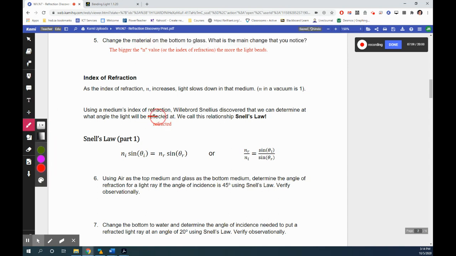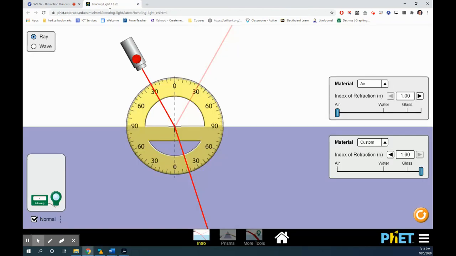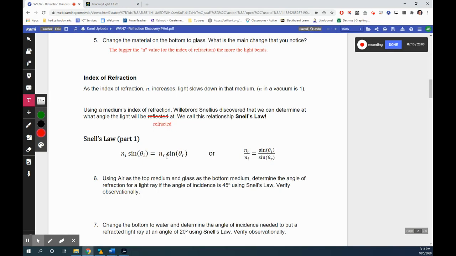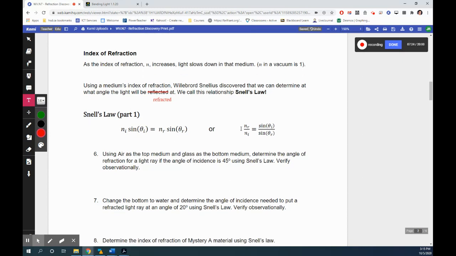And so he figured this out with a lot of testing with this exact simulation. Now what you find is everything's going to work perfectly here because this is a simulation that is built around these laws. So it's always going to work. But Snell's Law Part 1 is stated here. You don't have to write this in. You're going to notice that it's not precisely like this in your notes, and we'll get there. But this is where we start.